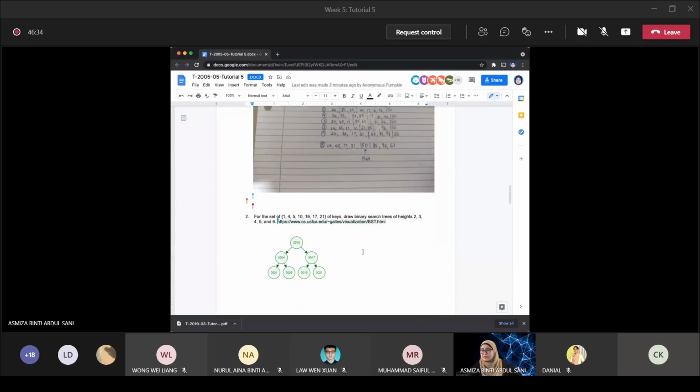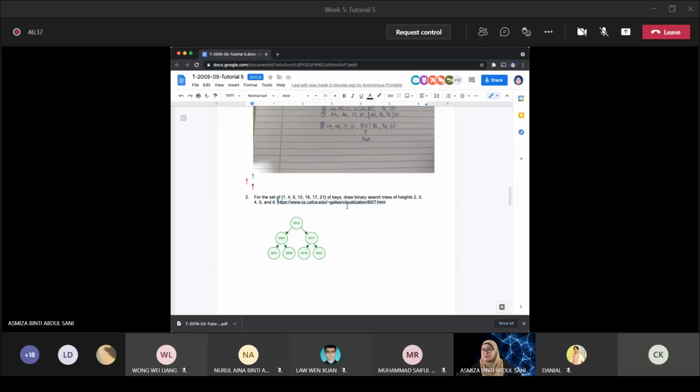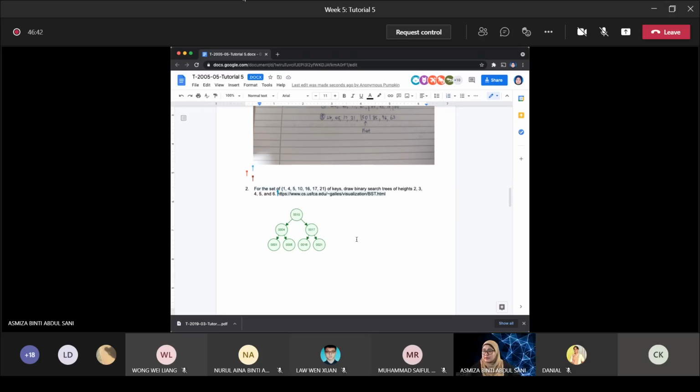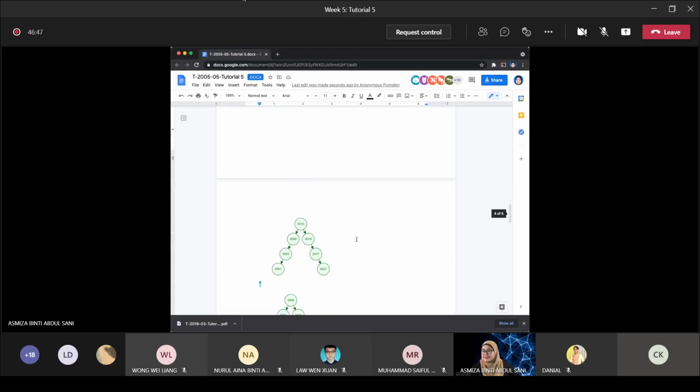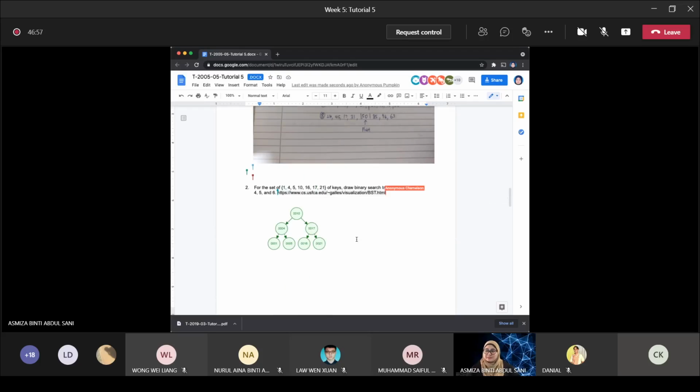Okay. All right. So for question number 2, we are supposed to draw a binary search tree of height 2, 3, 4, 5, and 6. One of your friends already gave the answer. So who does not know how to do this? I know you can get the answer from this one.